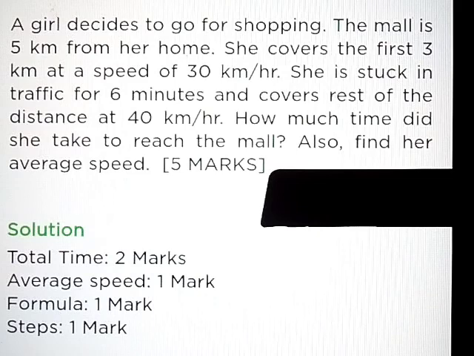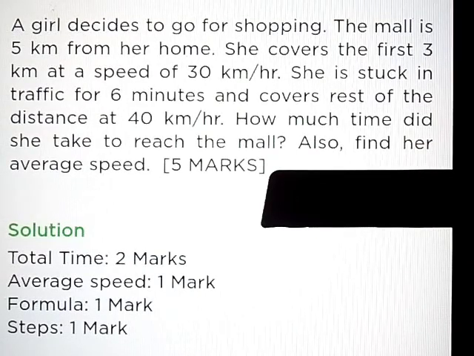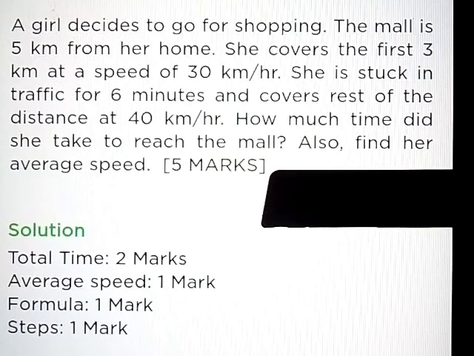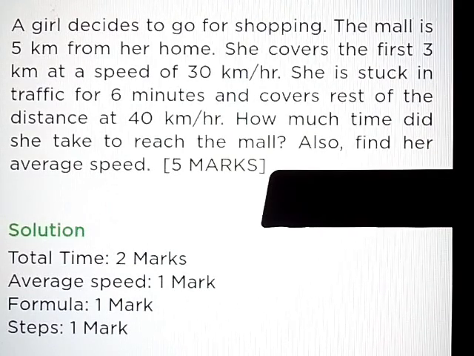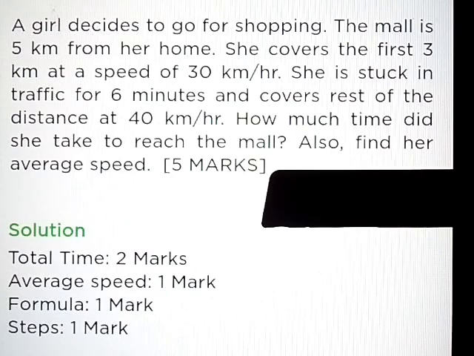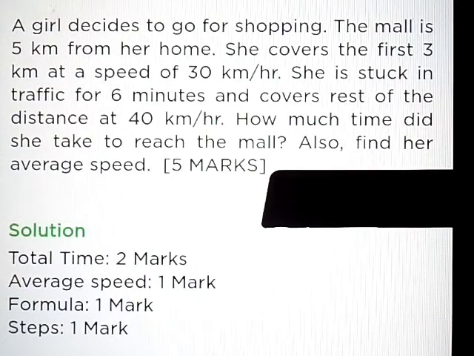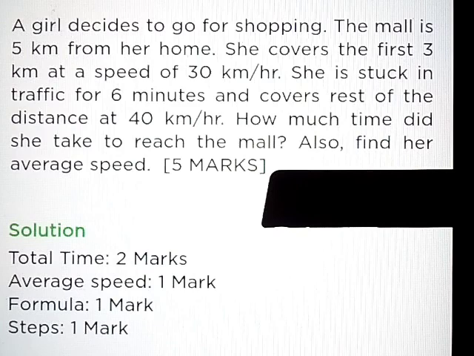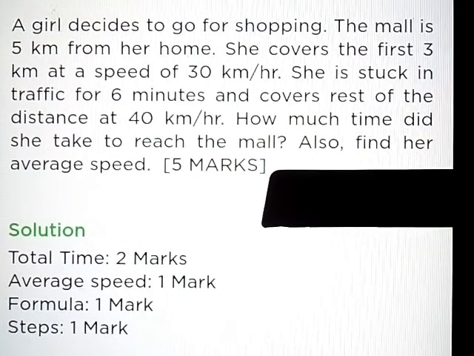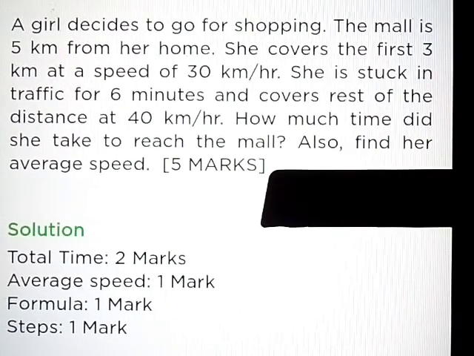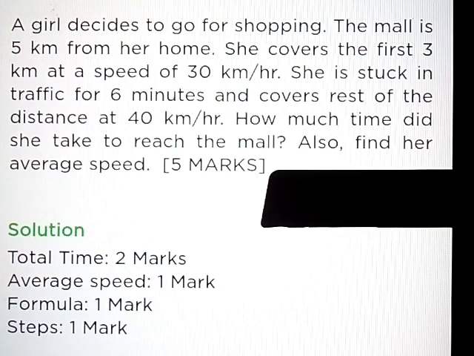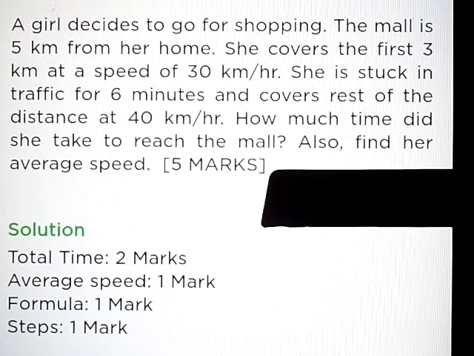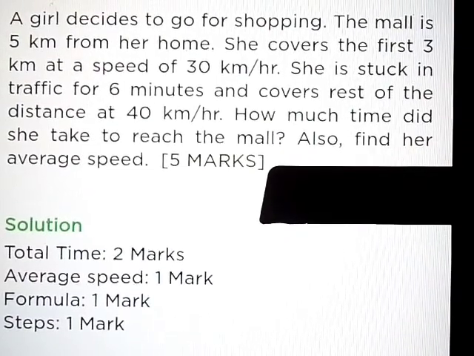Question number 13. A girl decides to go for shopping. The mall is 5 km from her home. She covers the first 3 km at a speed of 30 km per hour. She is stuck in traffic for 6 minutes and covers rest of distance at 40 km per hour. How much time did she take to reach the mall? Also find her average speed.